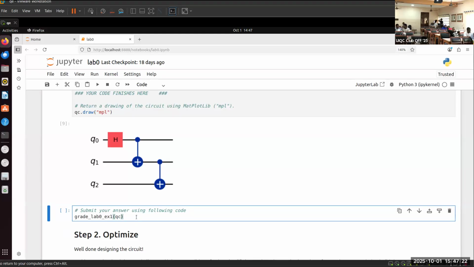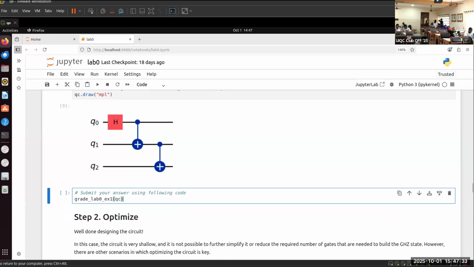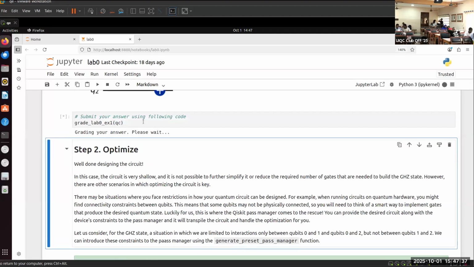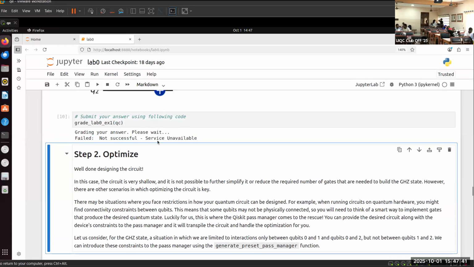You just run this next line. It checks your previous solution. If it is the required solution, it tells you, yes, your solution is correct. Is this fine? Okay. Then this will not work because you can see grading your answer, please wait, failed, not successful, service unavailable because the challenge is already in the past. So it is not an ongoing or current task.